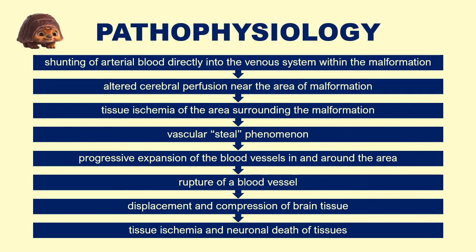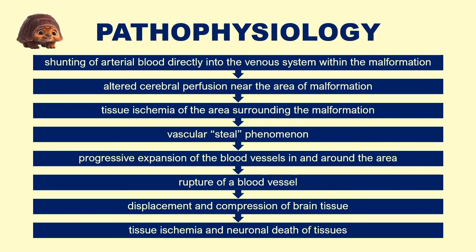So do you have the pathophysiology for your arteriovenous malformation? Okay, so class, for your arteriovenous malformation, you have the following. What happens is that there is shunting of the arterial blood directly into the venous system within the malformation. Because of this, there will be altered cerebral perfusion near the area of malformation. Also class, there will be tissue ischemia of the area surrounding the malformation. Later on class, you would have the problem of your vascular steal phenomenon. So what happens in vascular steal phenomenon? So try to look at my discussion on subclavian steal phenomenon. Then you also have, class, your progressive expansion of the blood vessels in and around the area.